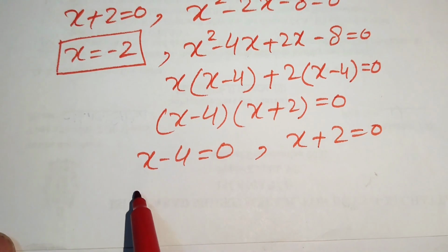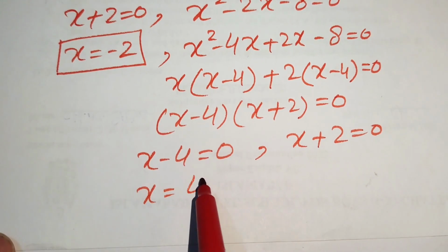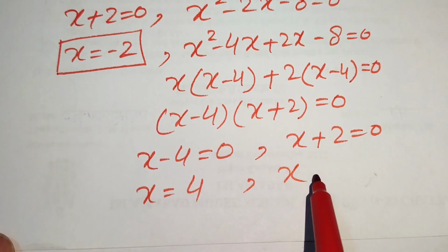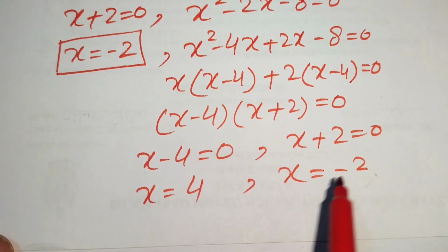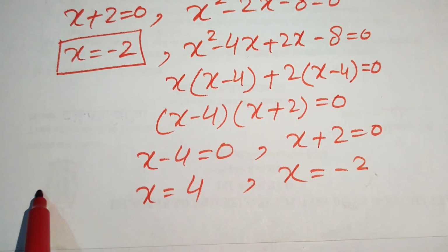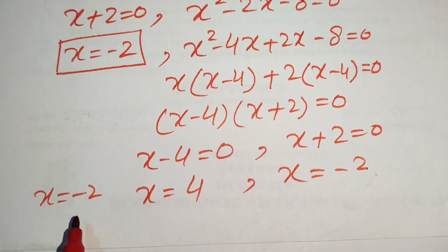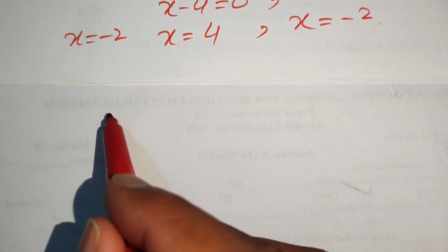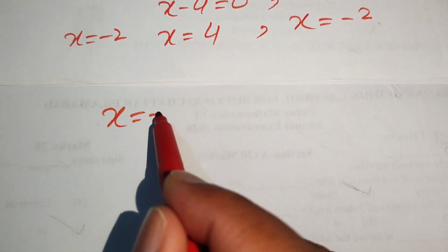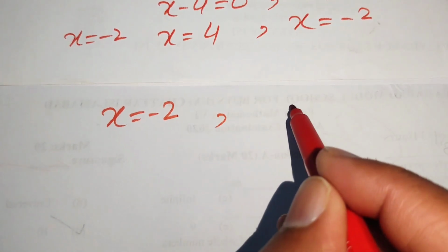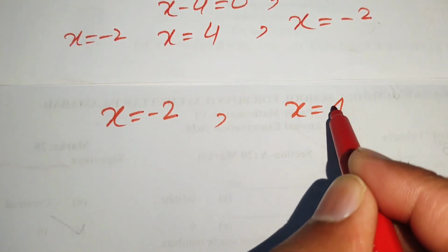So here we get the value of x equals 4, and here we get the value of x equals -2. So here again we have the value of x is -2. The value x equals -2 is a repeated value, so we count it only once. And now finally we have two values of x. The first value is x equals -2, the second value is x equals 4.